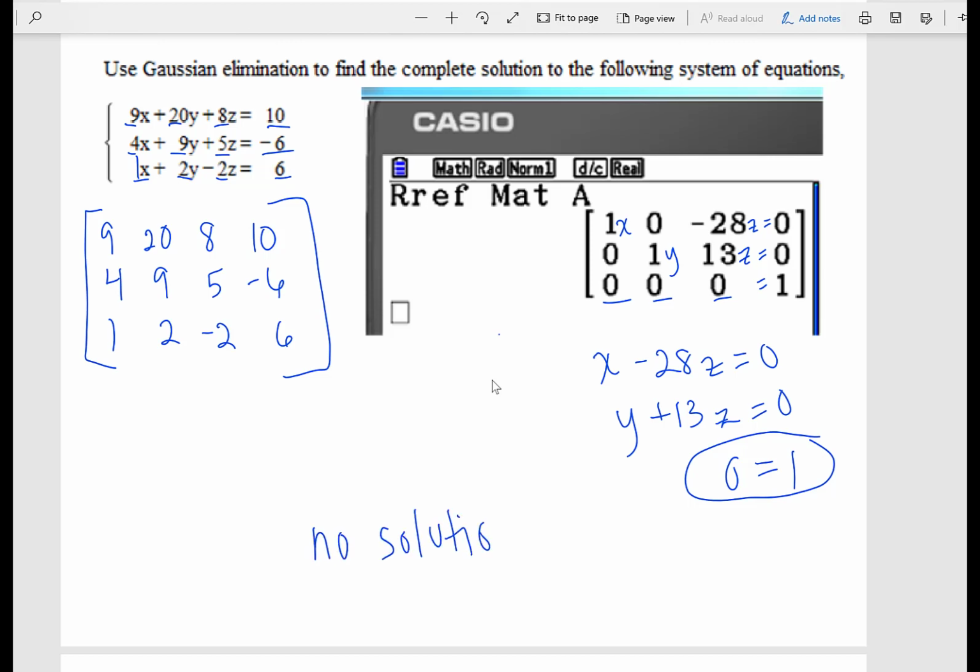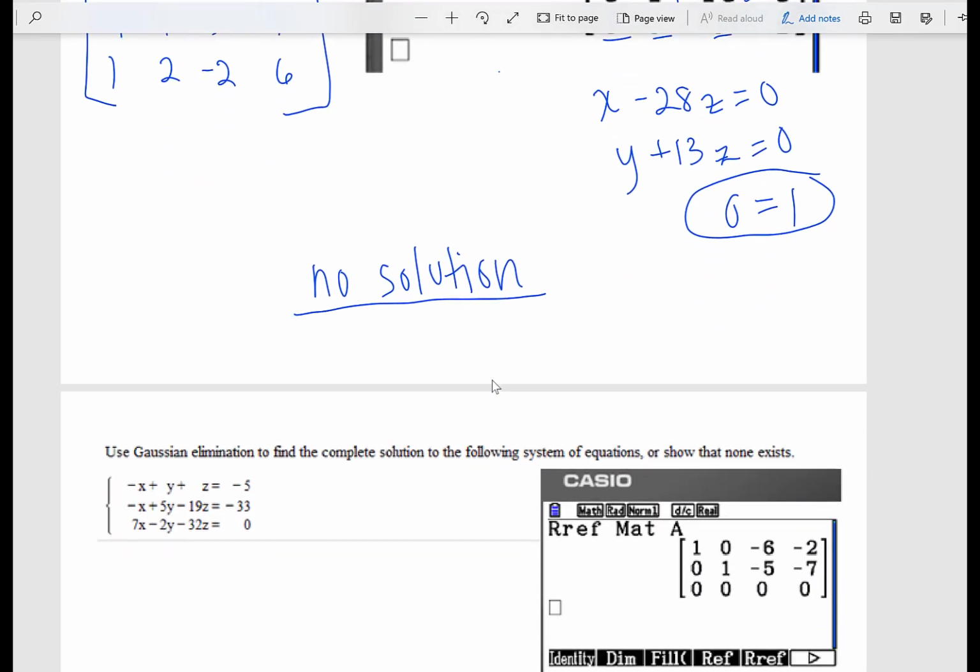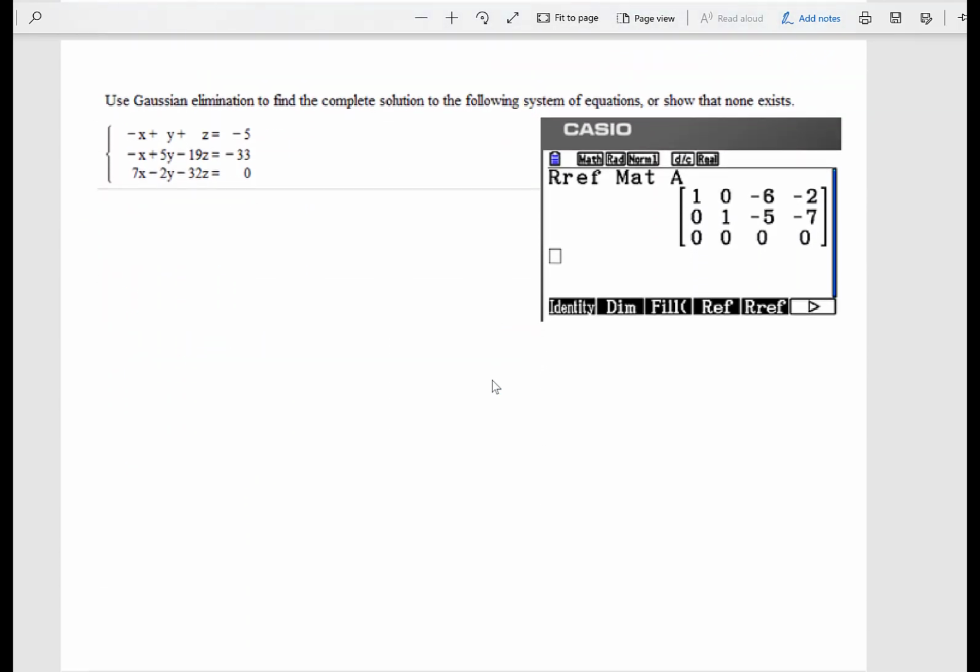There is no combination of an x value, a y value, and a z value that can make this system work. So no solution.